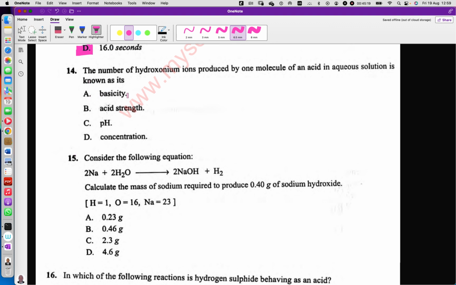Yes, it is the basicity. It's not acid strength, it's not pH, it's not concentration. It is its basicity. That is just the answer. 14 is basicity for hydronium ion.